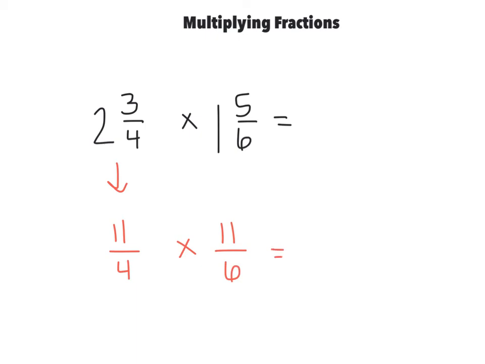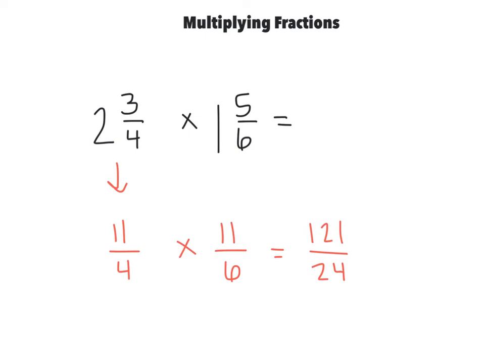11 times 11, if I'm right, is 121. If I'm not, I'm sorry for messing up, but I think that's right. And then I'm going to do 4 times 6, which is 24. Now here's the hard part. You'll notice my answer is an improper fraction. So in order to get it how we want, we need it into a mixed number.